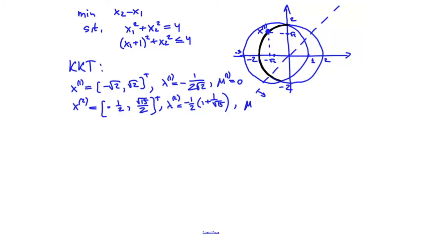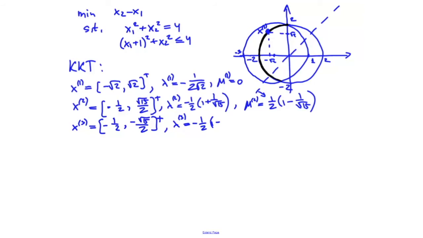And then the corresponding mu will be 1/2, 1 minus 1 over square root of 15. Finally, the third KKT point will be x3, given by minus 1/2 for x1, and then minus square root of 15 over 2 for x2, with the corresponding value of lambda given by minus 1/2, 1 minus 1 over square root of 15, and then mu 3 is given by 1/2, 1 plus 1 over square root of 15.